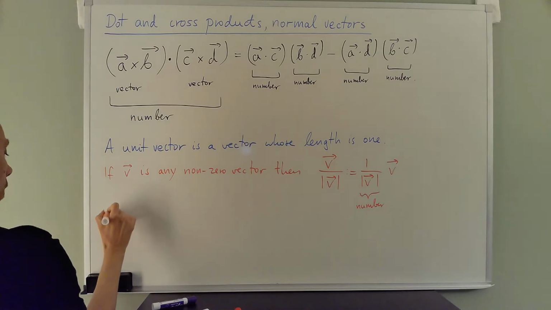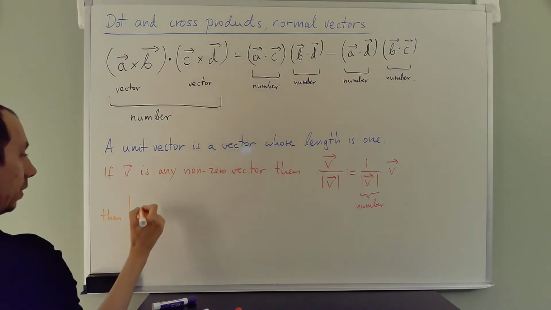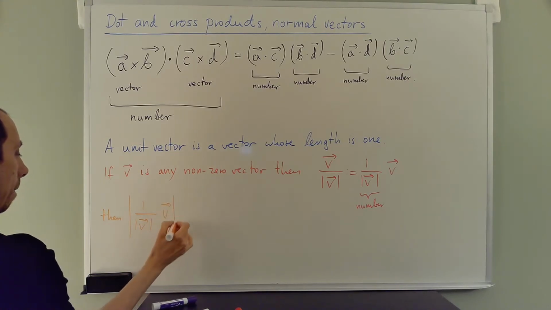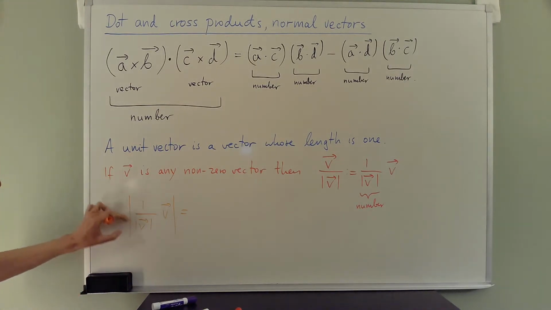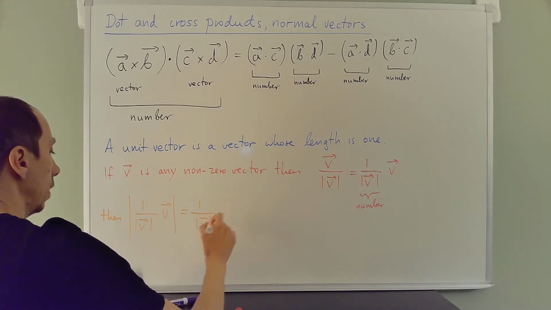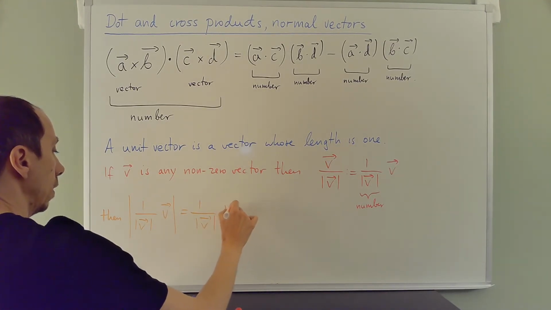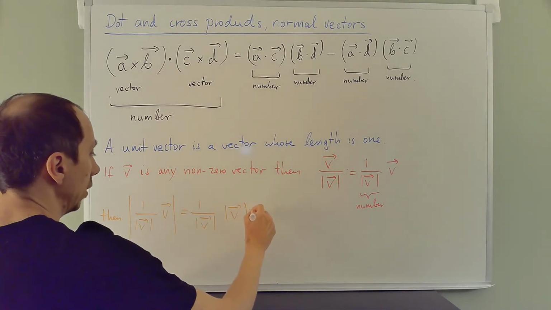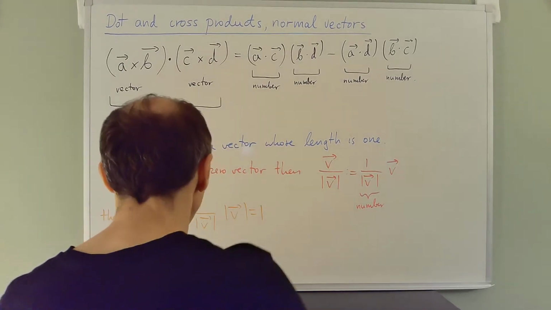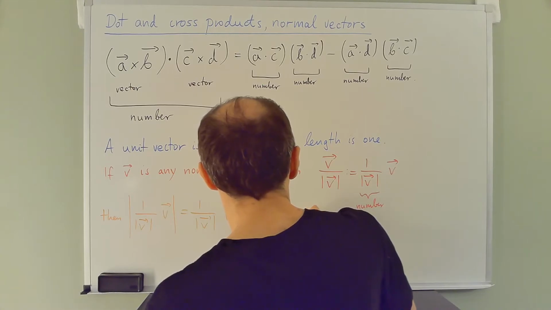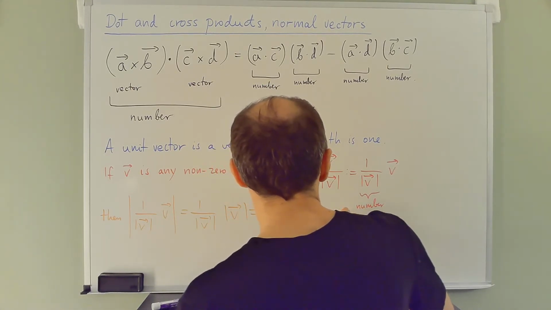Then the length of that is, well, this is just a number, so I can take it out. And this is not a dot product, this is actually just times between 2 numbers, so that's 1. So V over its length is a unit vector.